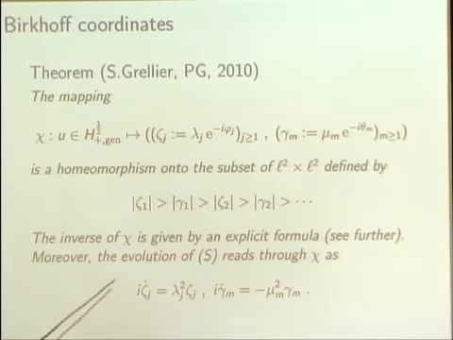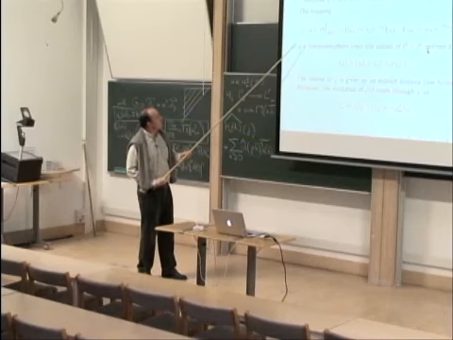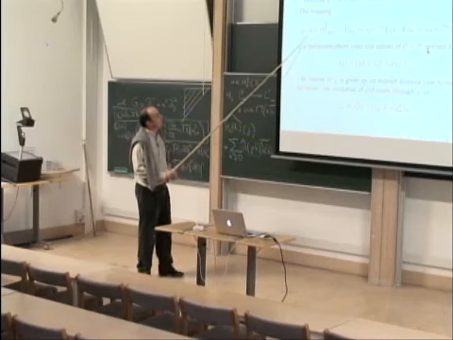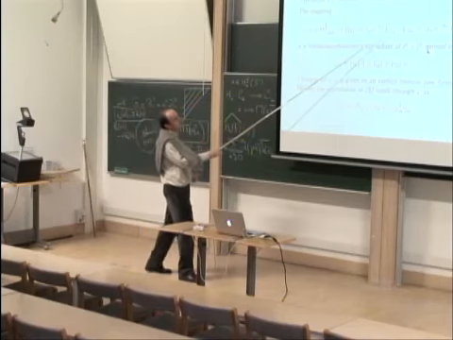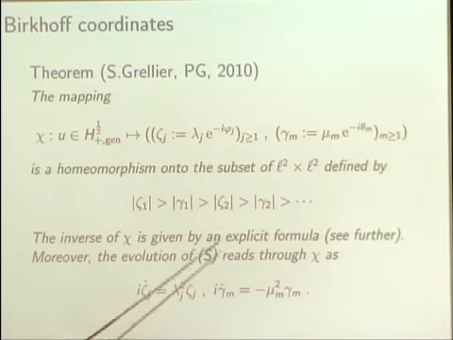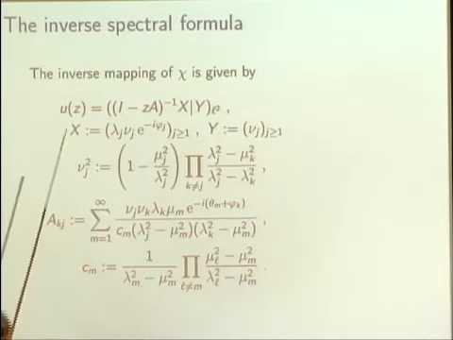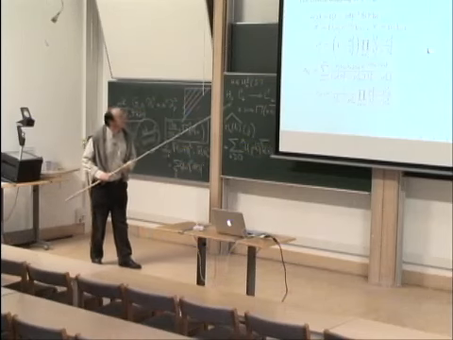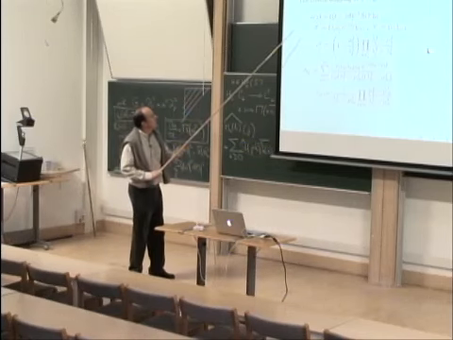So of course, the method for solving the equation is you start from the data, you convert it into the spectral data, you make this evolve with time, and then you come back with the inverse formula that I'm going to give you now. Well, it's a little complicated, but completely explicit.